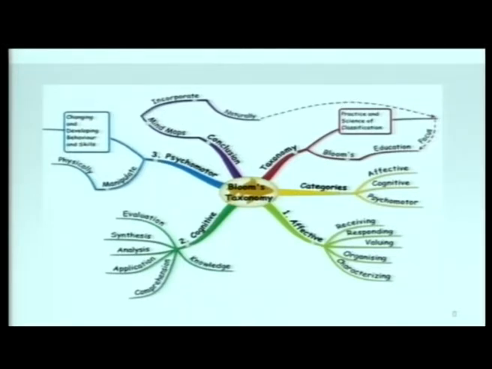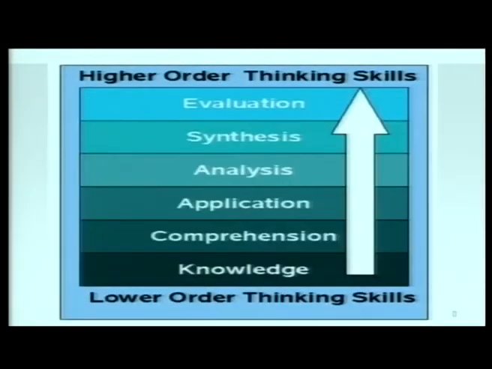And this provides a holistic picture of to what extent the mental structure and mental activities of individual students and teachers undergo in a teaching learning process. The hierarchy in learning objectives is from lower order thinking skills to higher order thinking skills, starting from knowledge, then comprehension, application, analysis, synthesis and evaluation.